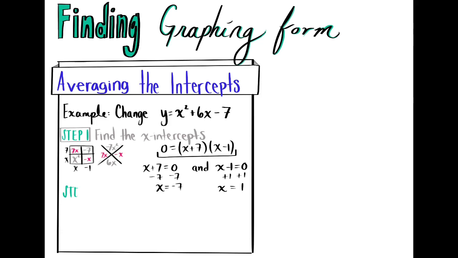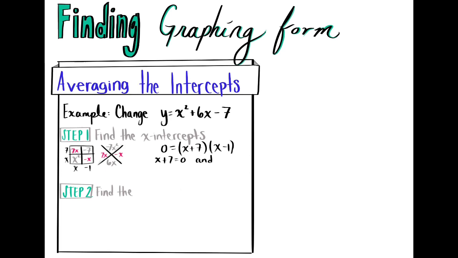So now, step 2, we need to find, let's erase that, make it smaller. We're going to find the average of those two x-intercepts. So to find the average, you add them up and divide by 2. So you're going to take negative 7 plus 1, divide by 2, you get negative 6. Divided by 2, you get negative 3.